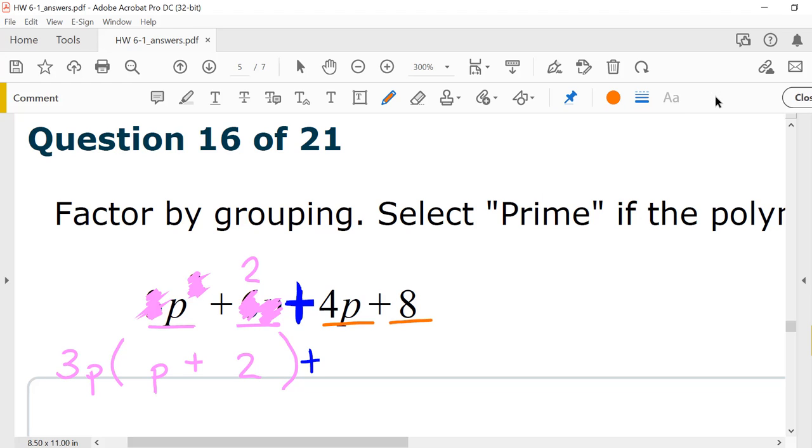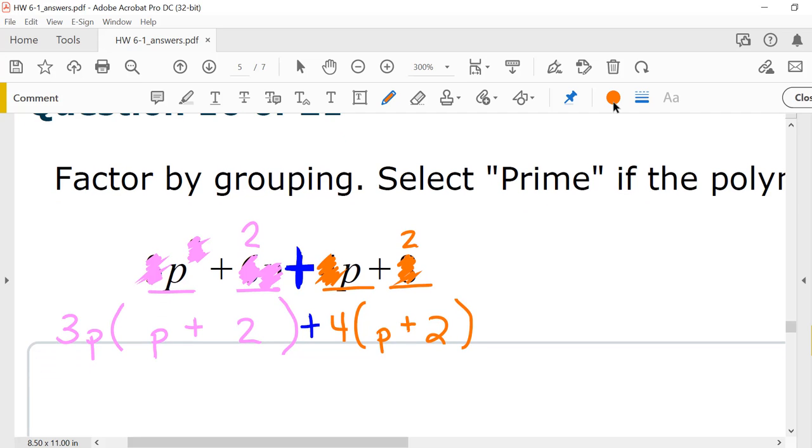All right, now we're going to do the orange terms. What's the GCF between 4p and 8? Well, I can pull out a 4 from both of those two terms. If I pull out a 4 from this first term, I'm left with just a p. Plus 4 goes into 8 2 times. So if I pull out a 4, I'm left with just 2. Now I have two terms here. I have 3p times p plus 2 plus 4 times p plus 2.